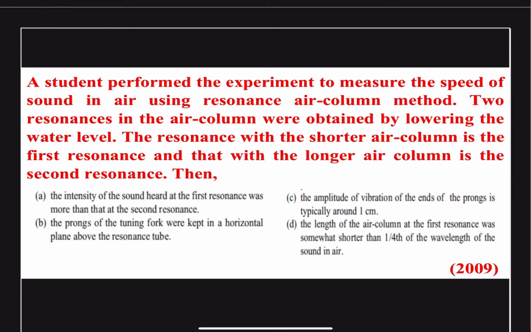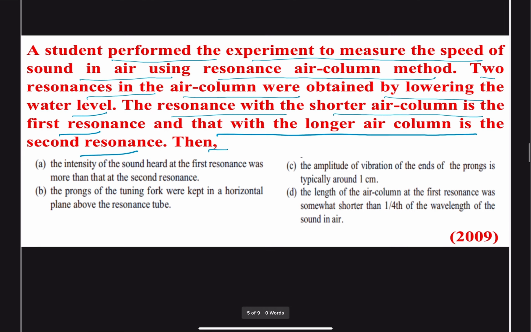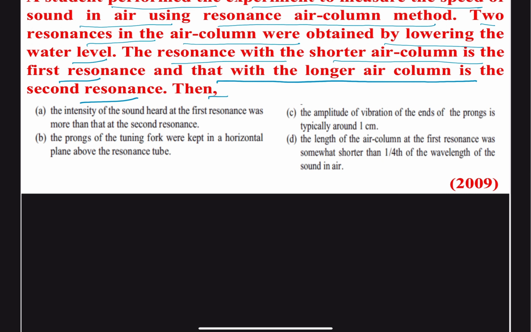Hello friends, today's question. A student performed an experiment to measure the speed of sound in air using the resonance air column method. Two resonances in the air column were obtained by lowering the water level. The resonance with the shorter air column is the first resonance, and that with the longer air column is the second resonance. Then we have these four options, and this is a multi-correct question. So we are going to check each of the options one by one and try to find the correct ones.